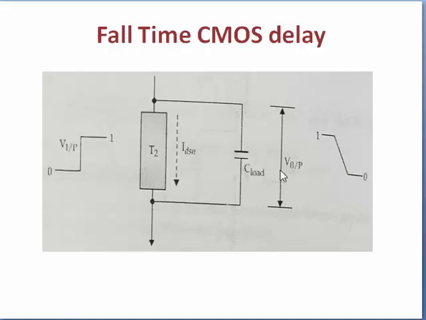Now the pull-down transistor, that is NMOS, acts as a closed switch, whereas the pull-up transistor acts as an open switch. Due to this, the capacitor discharges and the current is IDSN, that is the drain to source current of the NMOS transistor. So similar reasoning can be applied to the discharging of the capacitive load, that is C load, through the NMOS transistor. Now again we have to calculate the fall time similar to rise time.